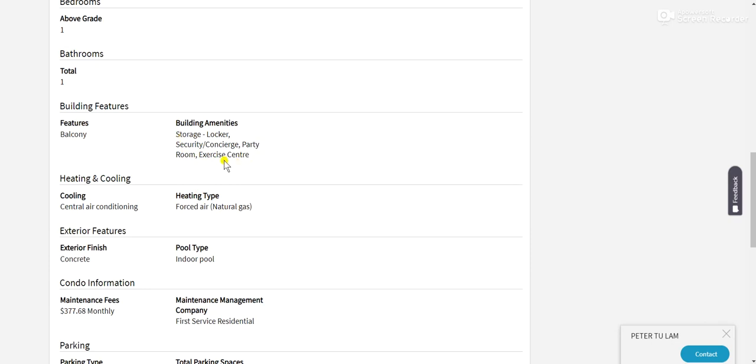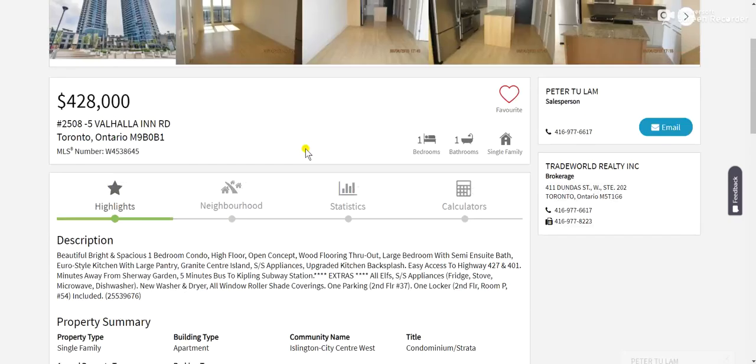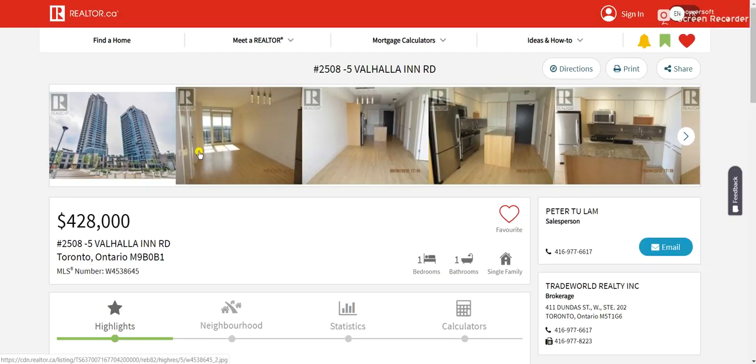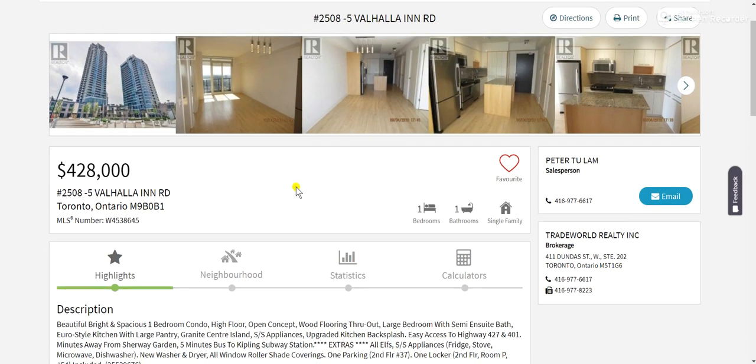Guest suites can be excellent if you're having people visit you. So look into things a little bit broader than just on Realtor.ca. That's when you want to reach out to somebody that you trust, GTAHomeGuy, and then go for it. Go take a look, find out exactly what the property is.